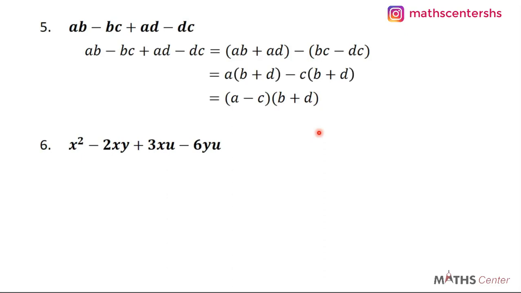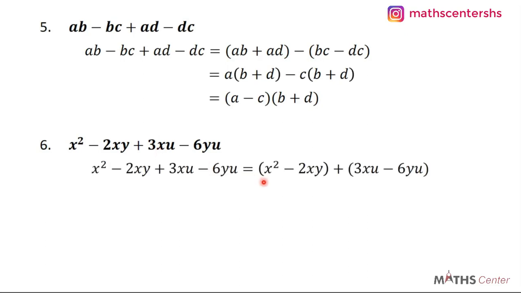X squared minus 2xy plus 3xu minus 6yu. So we pick two terms that have something in common. So this x squared and 2xy have x in common. 3xu minus 6yu will have u and 3 in common. So you put them in brackets. So we put this in bracket here. X squared minus 2xy plus 3xu minus 6yu.